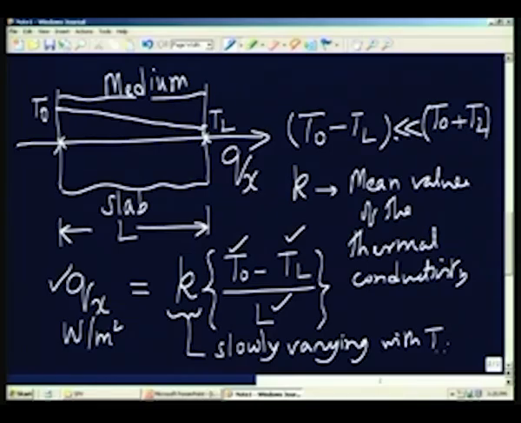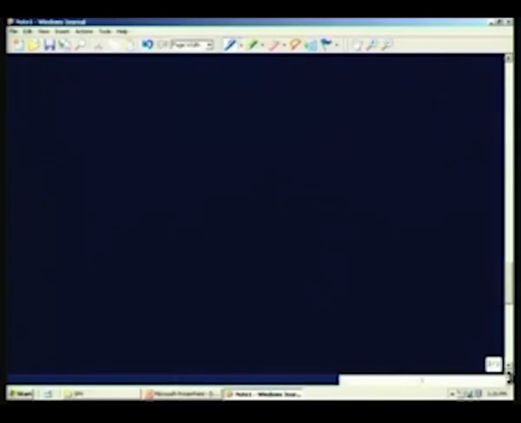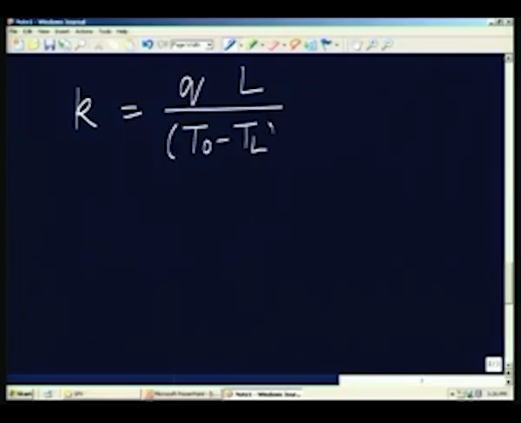Actually, what I am going to do is I am going to write it in the following way. I will say that K is equal to Q L divided by T naught minus T L, that is the expression for the thermal conductivity. It will require the measurement of Q, L, T naught and T L. 4 quantities are required.